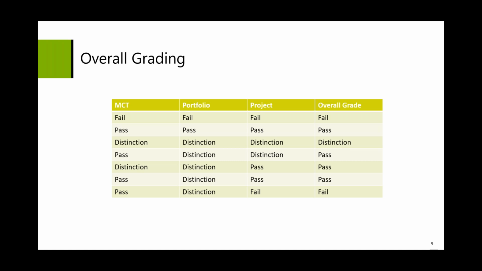If they got a fail in one component, it would be a fail overall. And this is just an example of what the grades might look like and how that links to the overall grade. The top 3 lines are the simplified version of this.